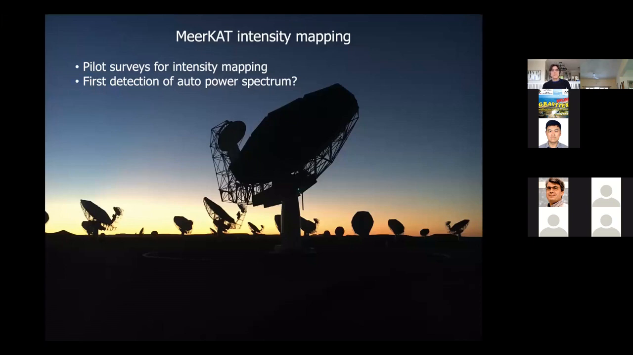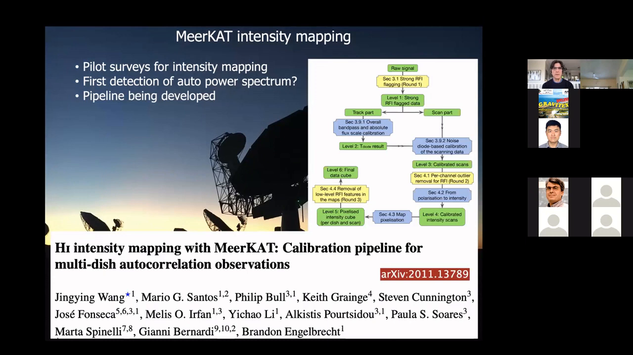So what about intensity mapping with MeerKAT, the precursor of SKAO, which is based here in South Africa? Already pilot surveys have been conducted for intensity mapping. And the hope is that we will make the first detection of the auto power spectrum for intensity mapping. There have been detections in cross-correlation between an intensity map and a galaxy survey, but what we're looking for is the auto power spectrum detection. And as well as having pilot surveys, this requires the building of a complex new pipeline that has never been built before.